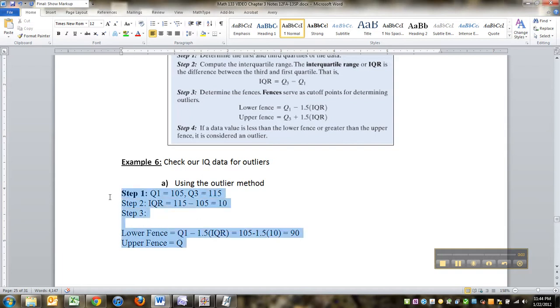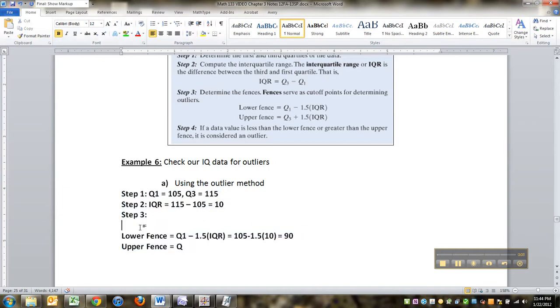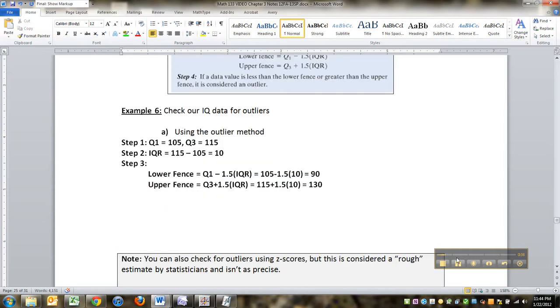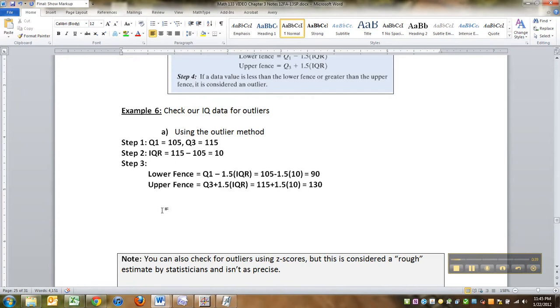So we're picking up here, trying to figure out whether these things are outliers or not. We've done steps 1 and 2 already. Now we're stuck on step 3. Namely, we have to find the lower fence and the upper fence. So the lower fence I already found, which was Q1 minus 1.5 IQR, and that was 90. And now I'm doing Q3 plus 1.5 IQR, which is equal to 115 plus 1.5 times 10, which is 130. I'm just doing that in my head, but you could type it up in a calculator or an Excel or whatever. All right, so step 3 is done.